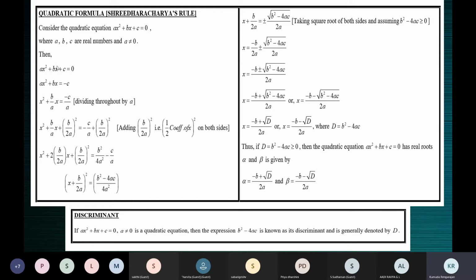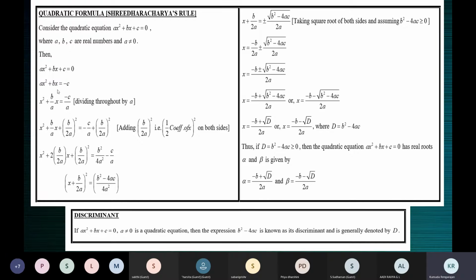So to derive the quadratic formula, first write the standard form of a quadratic equation in one variable x. Step 1, transpose C. Then divide throughout by the coefficient of x square, which is a. Divide every term. There are 3 terms. Divide all the 3 terms by a. Step 3, add the square of half the coefficient of x to both the sides.